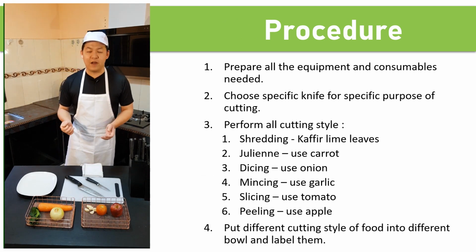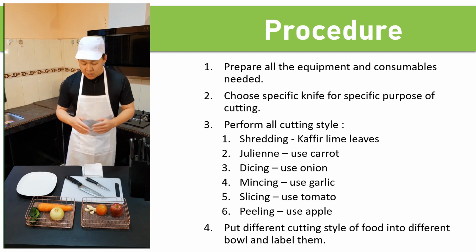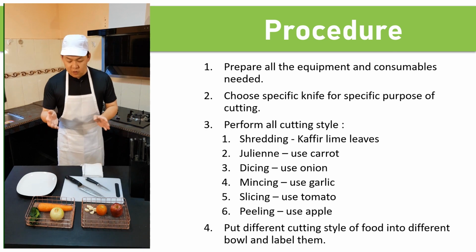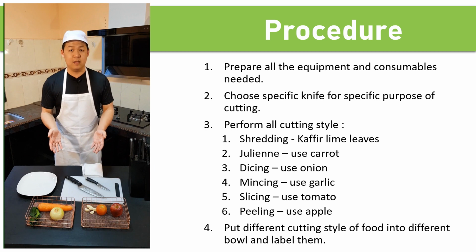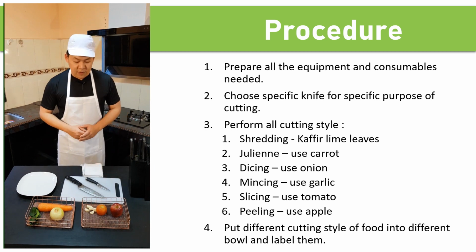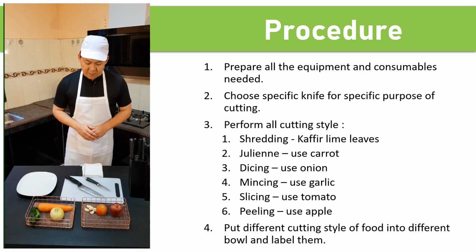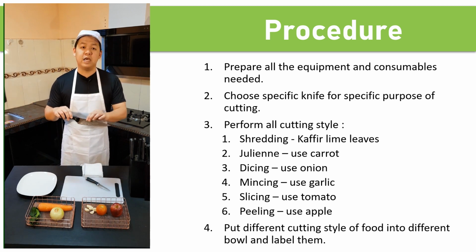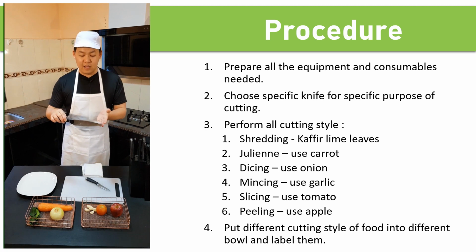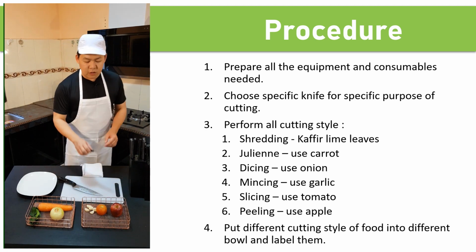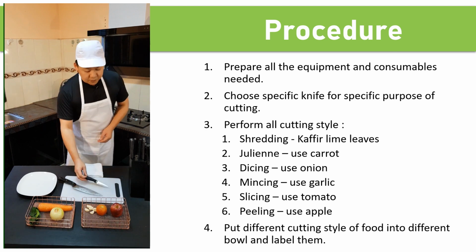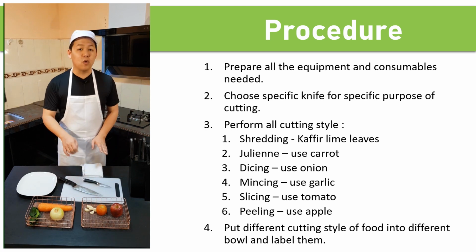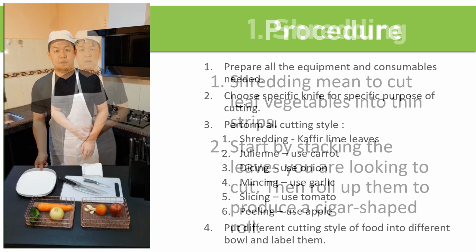Before I go one by one through the cutting techniques, let me give some briefing on the procedure for this task. First of all, you have to prepare all the equipment and tools, together with the consumables required for this task. Then you have to choose the specific knife for the specific purpose. For example, I'm going to use a chef knife for shredding, julienne, dicing, mincing, and also slicing. But for peeling an apple, I'm going to use a paring knife. After I cut each food accordingly, I'm going to transfer them onto this plate.